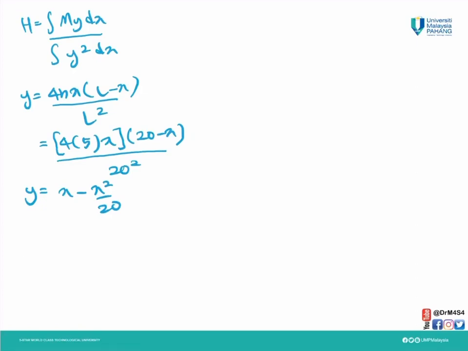So we can get what is y power of 2: x square minus x power of 3 divided by 10 plus x power of 4 divided by 400. That y power of 2 we need here in our equation. And also we need the value for My. Since we have M1, M2 and M3, we need to find the equation for M1y and M3y.